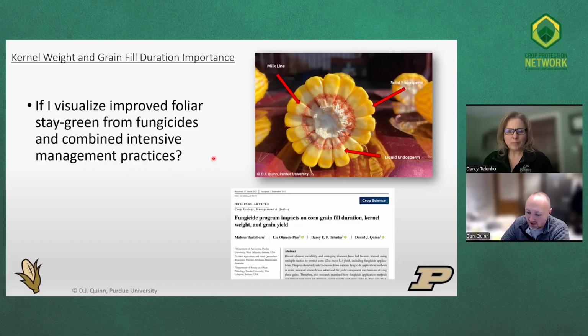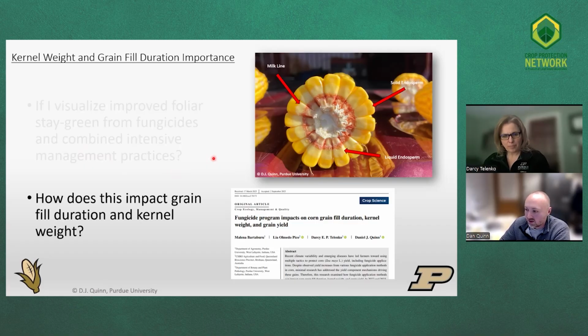So we wanted to understand, if we are seeing foliar disease control, if we're seeing some aspects of just healthier plants later in the season because we're controlling that disease, how does this impact both grain fill duration and kernel weight in corn? A lot of it has to do with, okay, if we control foliar disease, we see yield improvements in corn, but where specifically are some of those yield improvements coming from, from a yield component and physiological aspect with the plant? And that's where this recent publication in Crop Science really highlights some of this work and what I'm going to go through here over the next few slides.